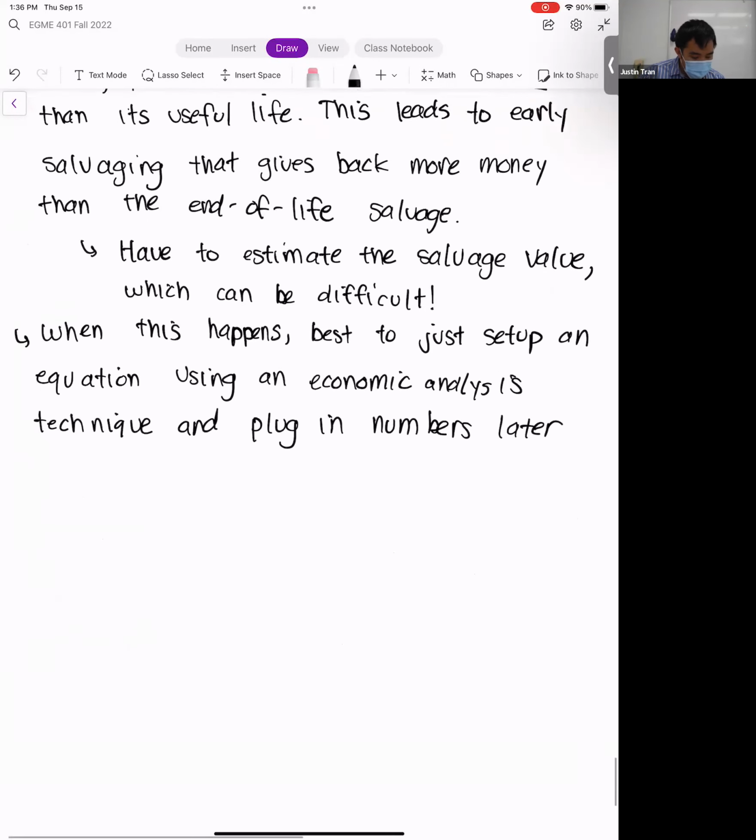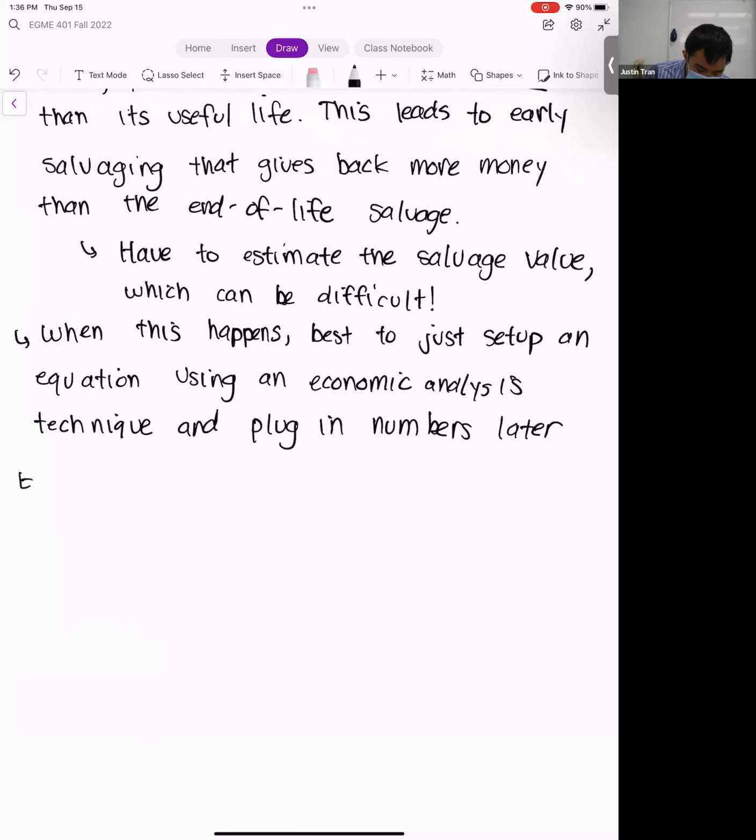All right, so let's do an example of how this is. Okay, so this example has no numbers, and so we're going to use variables to represent everything. But the idea is that if you set up the equation, then later on, once you know the numbers for what the initial cost is, what the early salvage value is, what the late salvage value is, you can just plug those in.